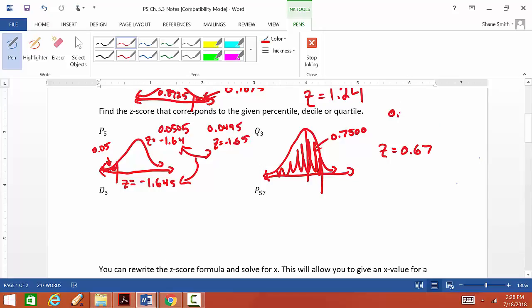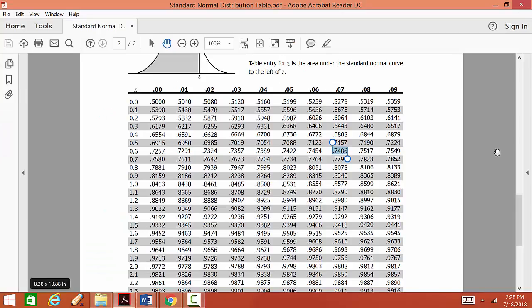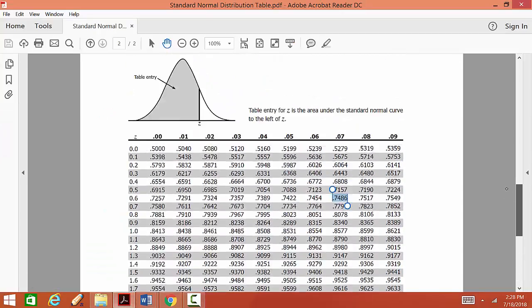So once again, I'll write it out. 0.7486, 0.7517. This is closer. And that was the z-score that went with that. Okay, the third decile. Well, third decile divides it into tenths, so that would be 30%. So what z-score goes with 30%? So that's 0.3.